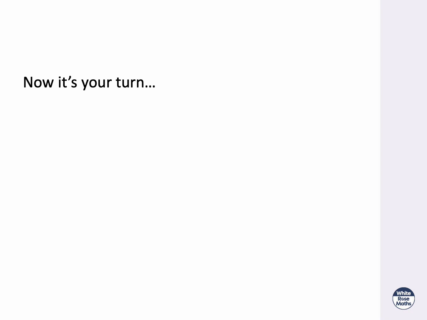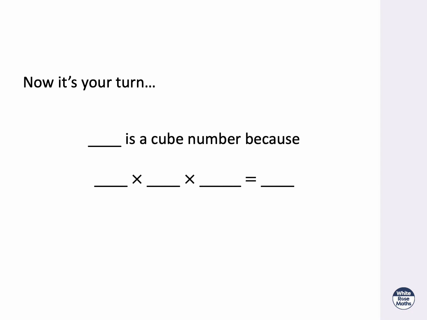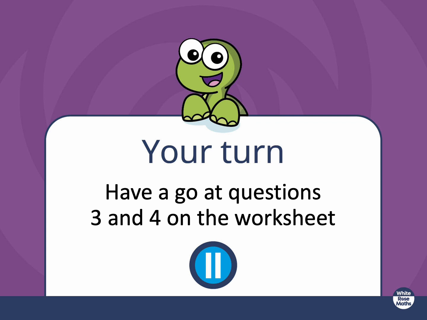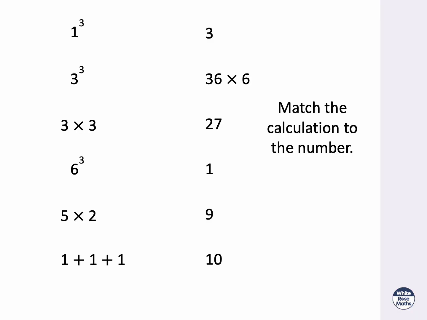With that, now it's your turn. So something is a cube number because something times something times something equals something. So an example could be 27 is a cube number because 3 times 3 times 3 is 27. Your turn, so have a go at question 3 and 4 on the worksheet. And this is the last section, guys.